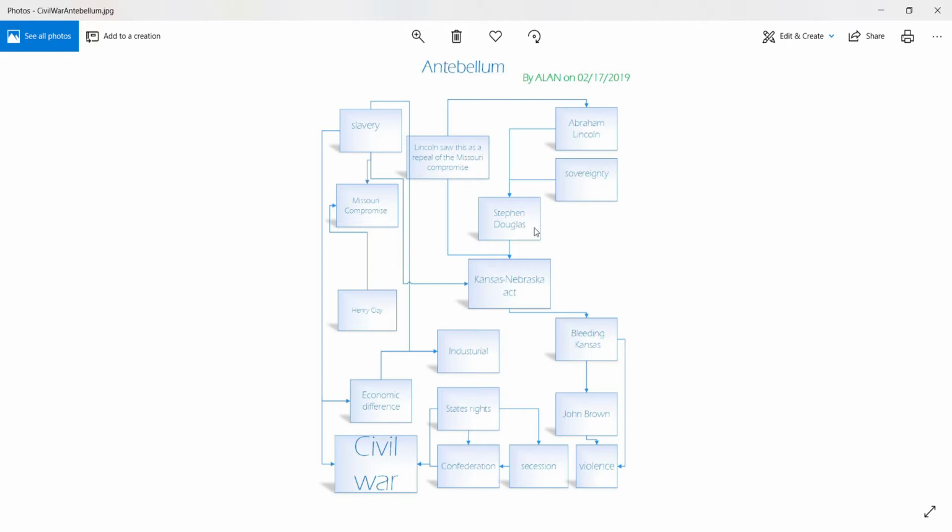And let's start with Stephen Douglas here. He was the creator of the Kansas-Nebraska Act, which was supposed to let the citizens of Kansas and Nebraska decide if they want slavery or not. And he was also a big supporter of popular sovereignty. The Kansas-Nebraska Act also led to people from the North and people from the South. The people from the South were pro-slavery, while the people from the North were anti-slavery or abolitionists.